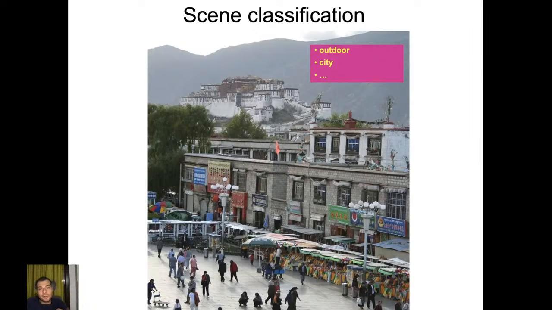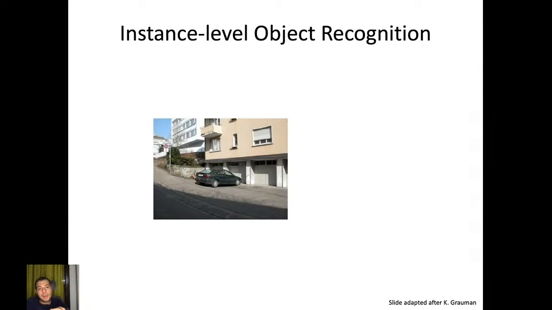Then we also have a different task, which is called scene classification. This can be an outdoor scene or an indoor scene, or it can be an urban scene or a wild scene, and so on.